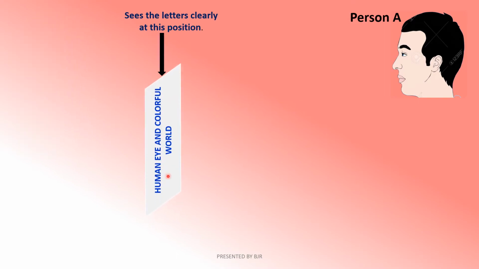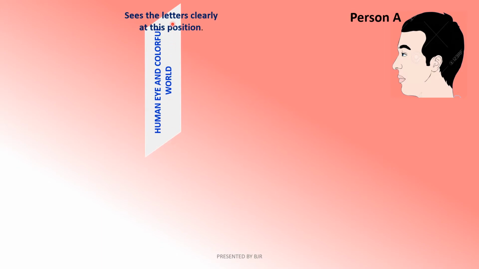When the text written on the paper is kept here, he sees the letters clearly at this position. That means for him, this is the least distance of the distinct vision. Now we have to measure this distance. The least distance of the distinct vision varies from person to person. For person A, let us measure what will be the least distance of distinct vision. How many centimeters? If this paper or written text is moved slowly a bit towards his eyes, he cannot see the letters clearly.